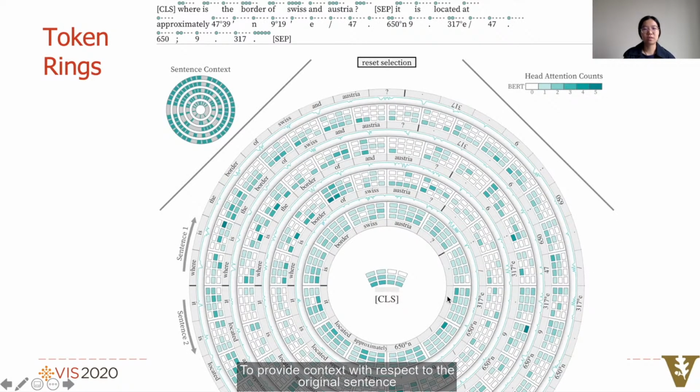To provide context with respect to the original sentence, we depict the position of tokens found in each layer in an auxiliary radial view here in the upper left corner. Here, each token's position in the original sentence is encoded by angle. To increase readability, we show the first sentence going clockwise and the second sentence going counterclockwise, meeting at the thick line here.